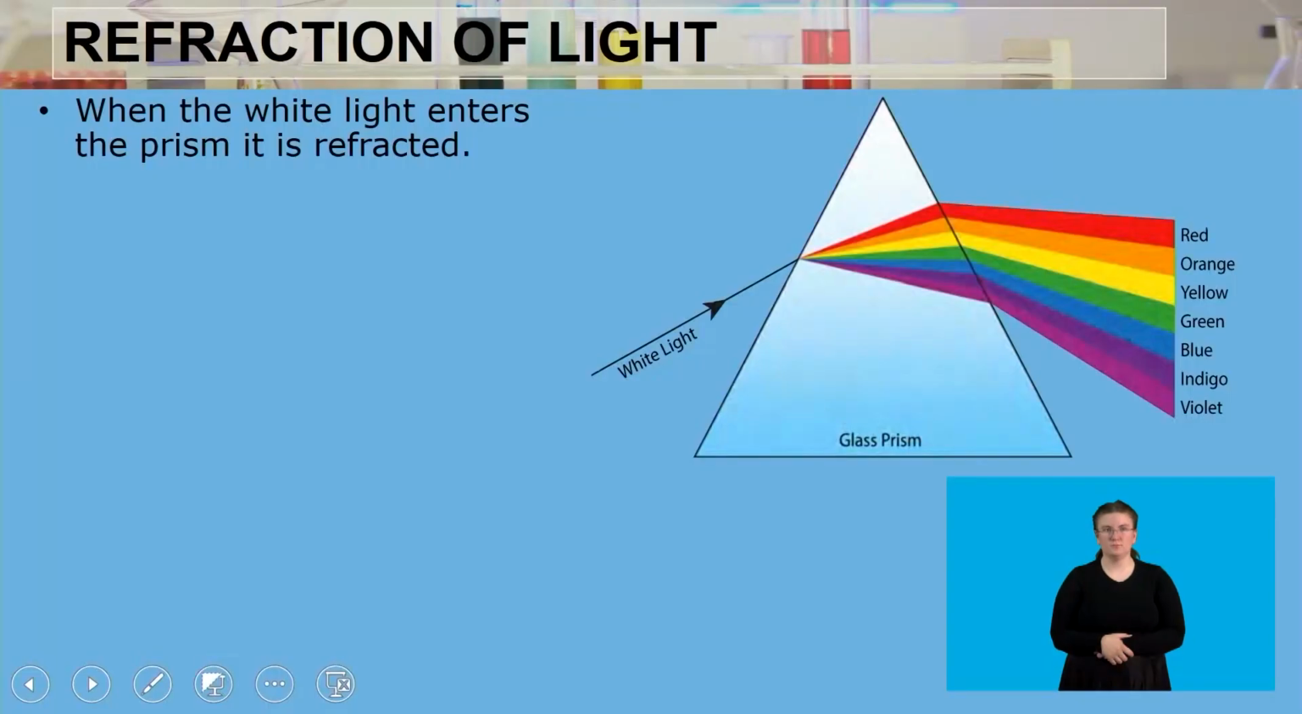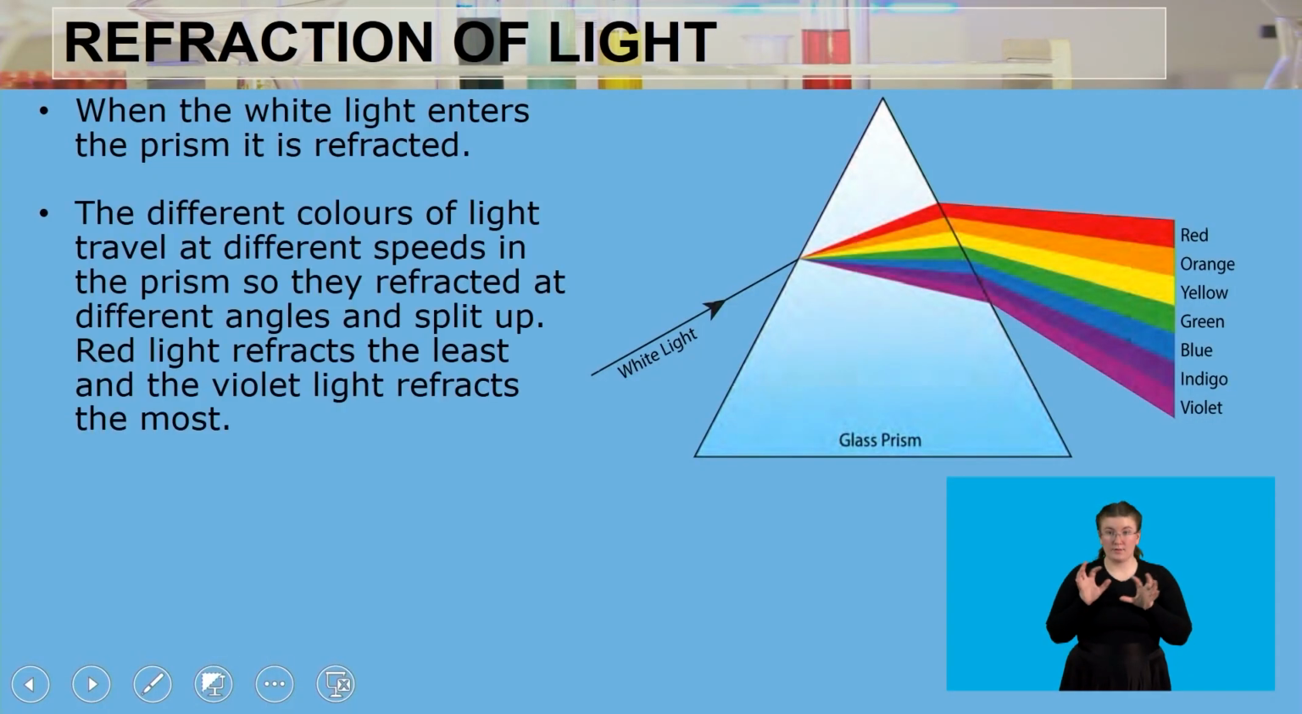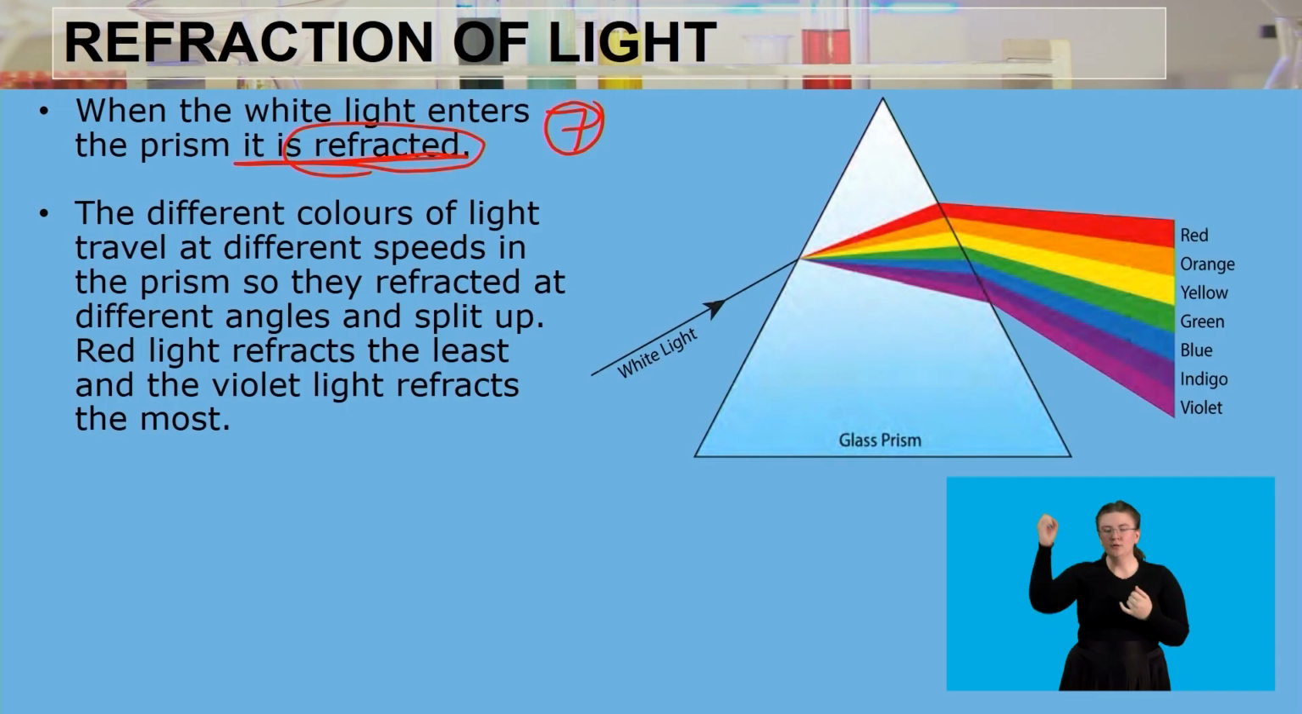Now, in terms of the colors, we know that white light consists of the 7 different colors, the visible spectrum. So when that white light enters the prism, it is going to be refracted. Remember, refraction is the bending of light. And when this happens, it is going to produce the 7 different colors that we are seeing here.